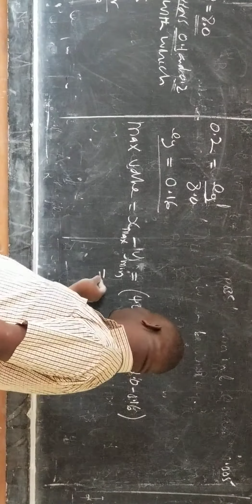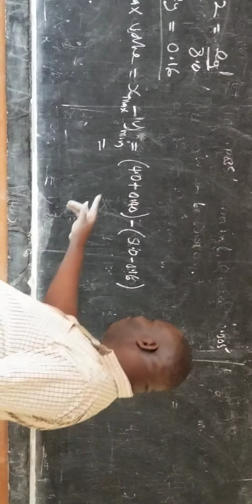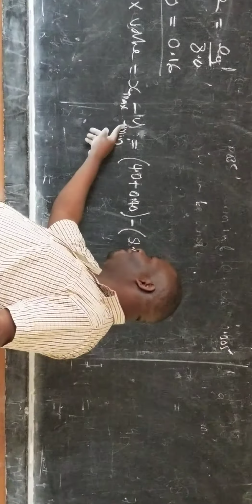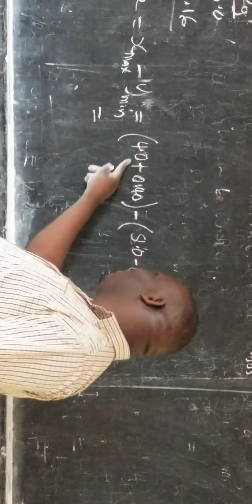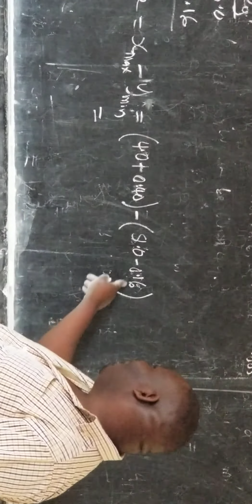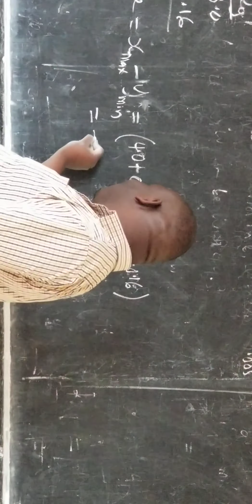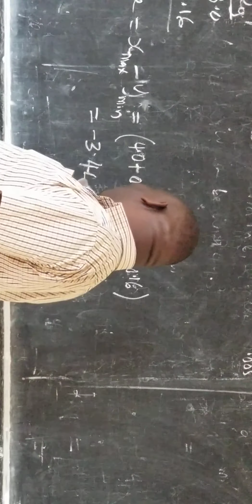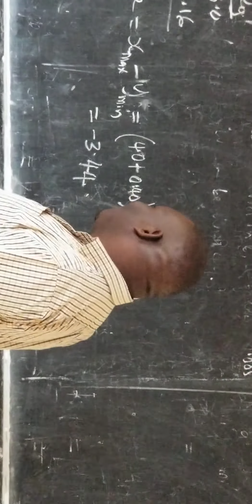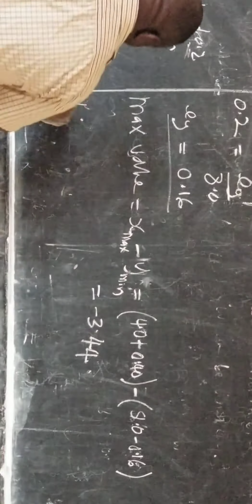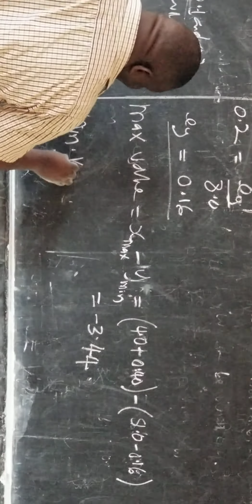If we use our calculator here, we maximize the first and minimize the second, because we want the maximum, so we have maximized x and minimized y. When we use our calculator, we get negative 3.44 as the maximum value. Then we can do the same thing and minimize, getting the minimum value.